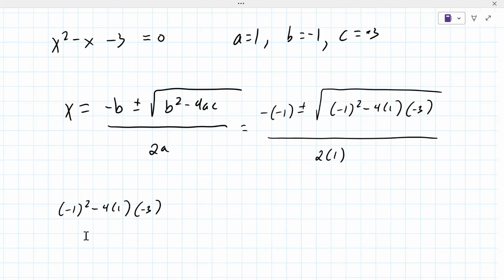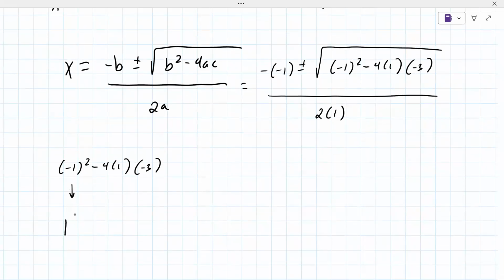Oh, wait. Okay. That one is -1. So this first part, -1 times -1 is 1. And then you might look at the signs here. See how they're both negatives? That tells you it's a plus. 4 times 1 times 3 is 12.